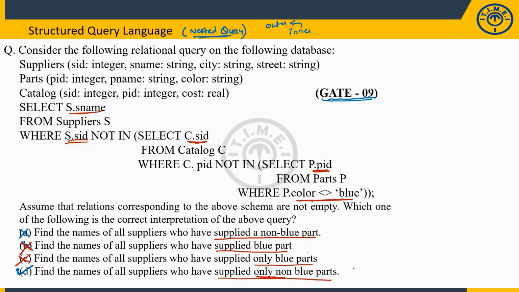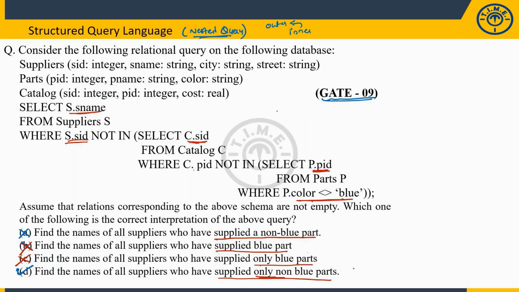Is it non-blue or only non-blue? If I'm confused, I shouldn't take a risk, because these questions carry 2 marks. If a mistake happens, you lose 2 marks and the negative marking of 0.66 also applies. So don't go with the risk. Instead, I suggest you analyze such questions by taking sample data.